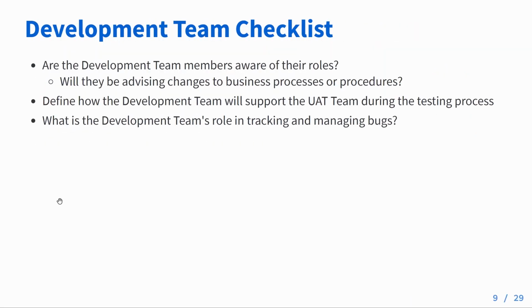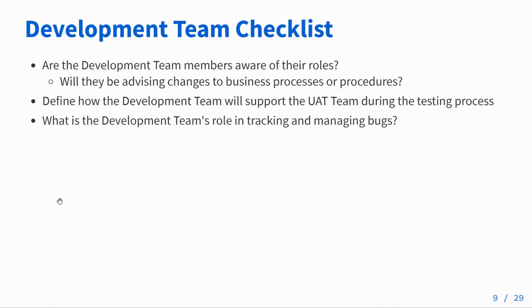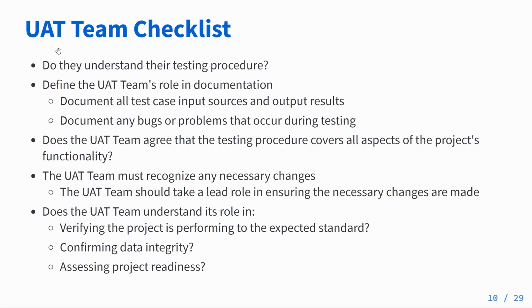For the development team's checklist, we want to make sure that 1, the development team members are aware of their roles. For example, are they going to be advising changes to business procedures or any other kind of functionality? Number 2, we want to define how the development team will support the UAT team during the testing process, whether that means we're sending requirements back for a next sprint or fixing them during that same UAT stage. And 3, we want to make sure that the development team's role in tracking and managing bugs is unambiguous. We want to make sure that they have all that they need to do to keep track of all these bugs and document them.